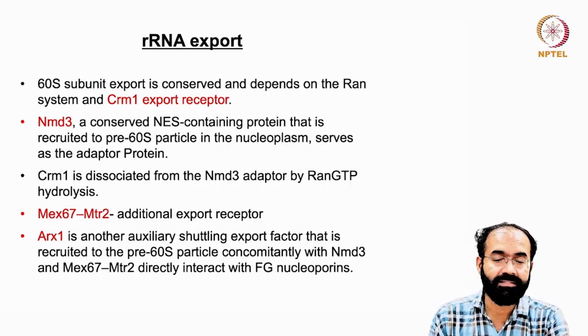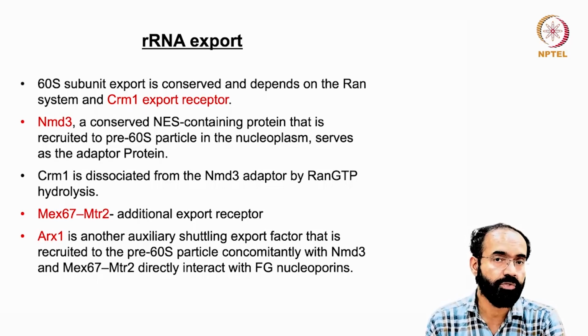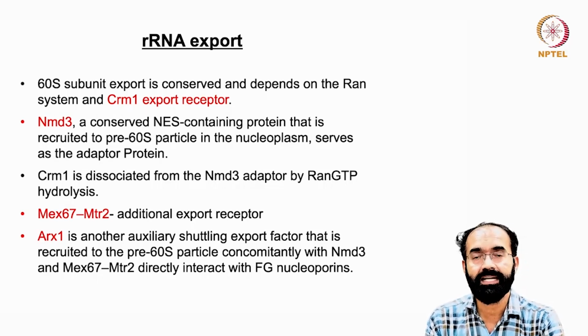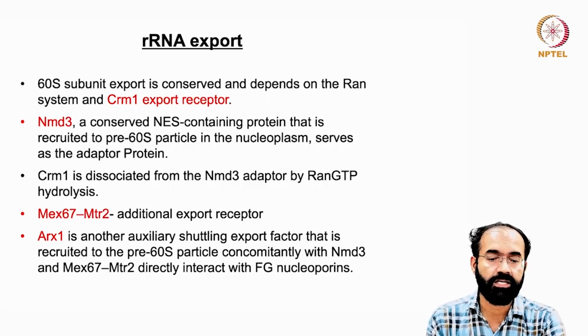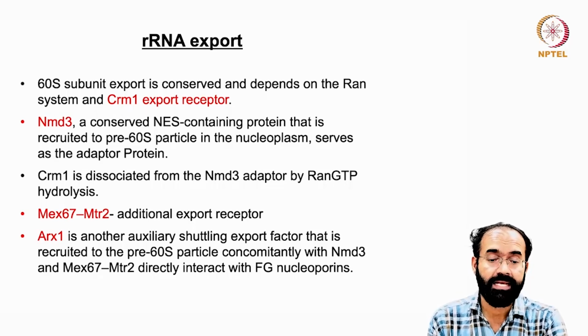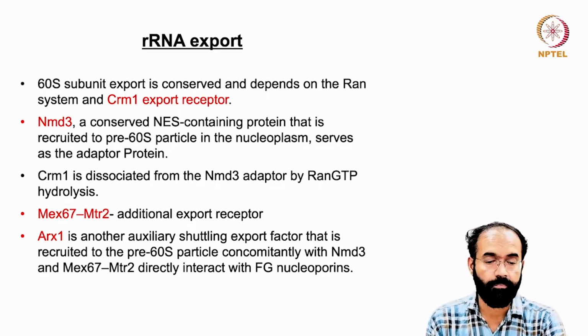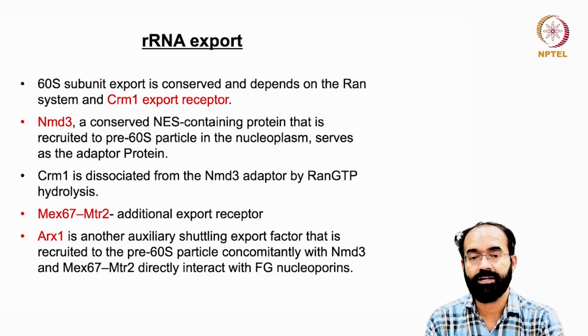Another protein, NMD3, is a conserved nuclear export signal containing protein. Like I told you in the previous class, a nuclear export signal need not necessarily be present in the RNA primary or secondary structure. It can be present on specific sequences of the protein associated with them, that is recruited to the pre-60S particle in the nucleoplasm and serves as the adapter protein. So CRM1 is dissociated from the NMD3 adapter by RAN GTP hydrolysis.